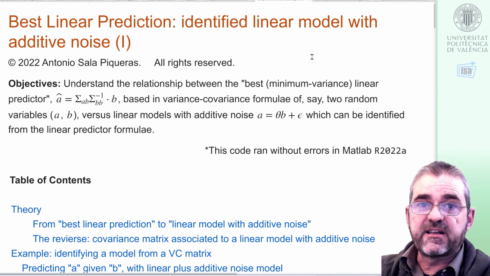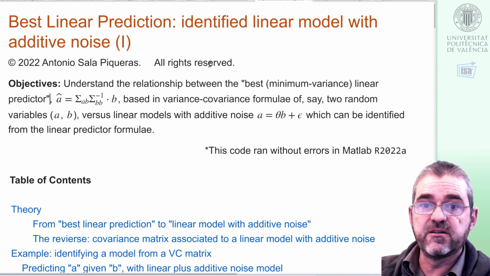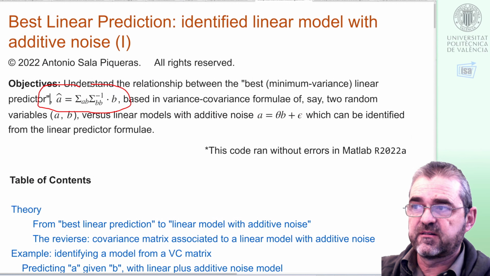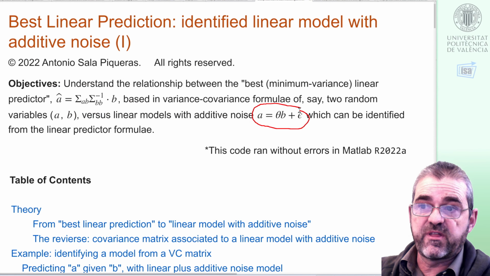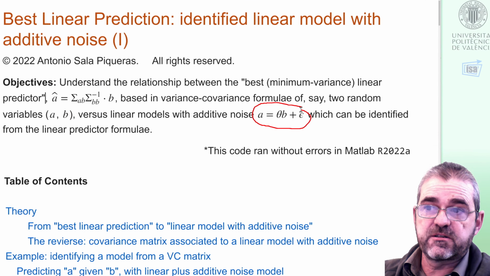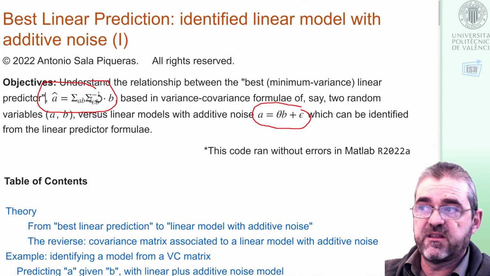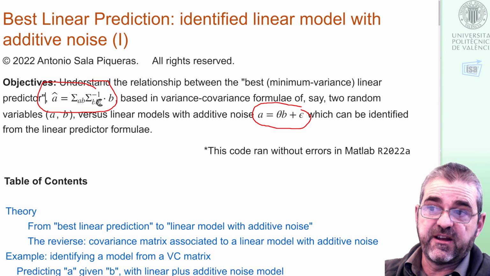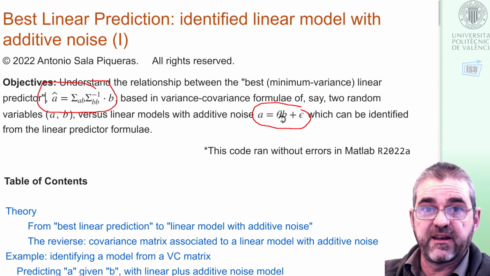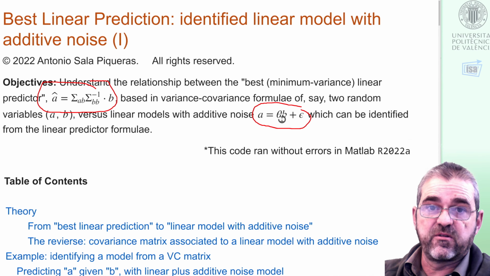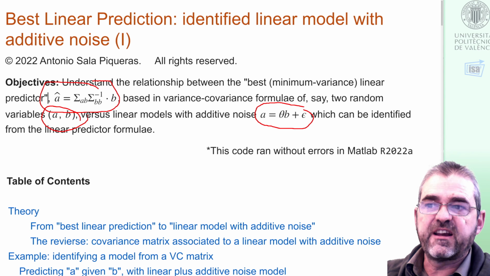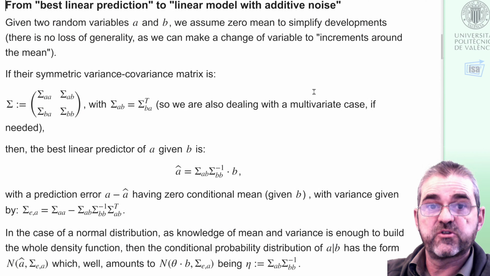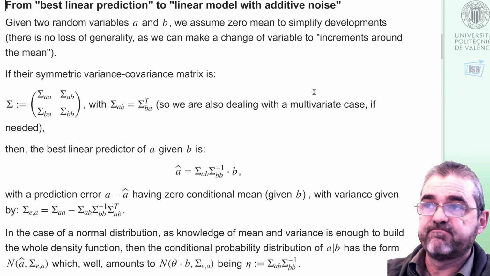Hi, I'm Antonio Sala. In this video, we'll discuss the relationship between the best linear prediction formula, this stuff regarding the covariance matrix, and linear models with additive noise, because these models can be identified from this formula, and vice versa. If I have this model, then I can compute the covariance matrix of the joint AB vector of random variables. So let's start with our discussion.